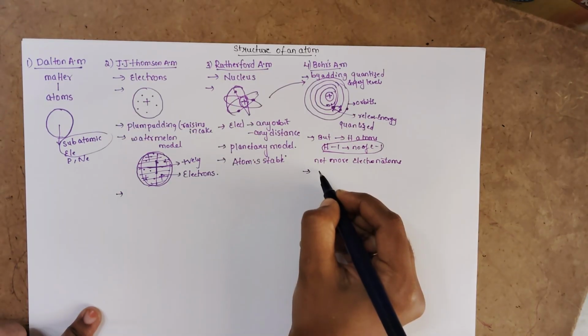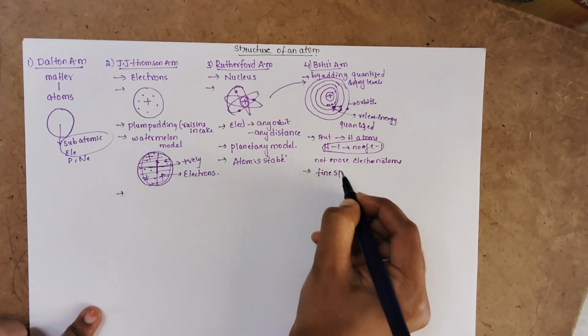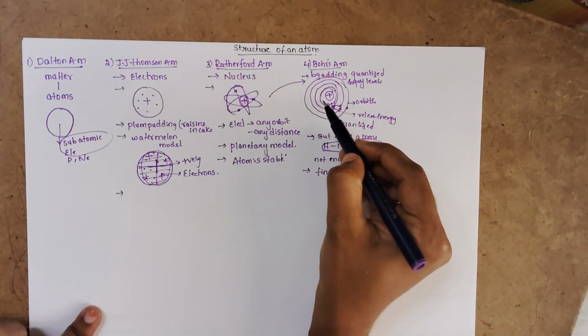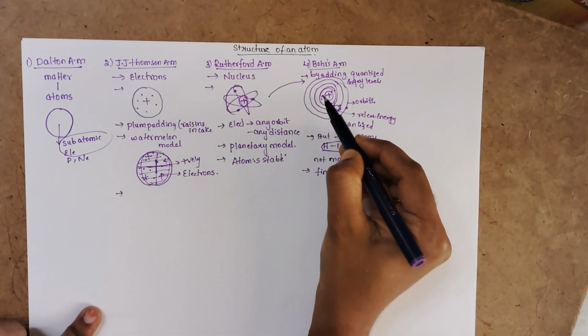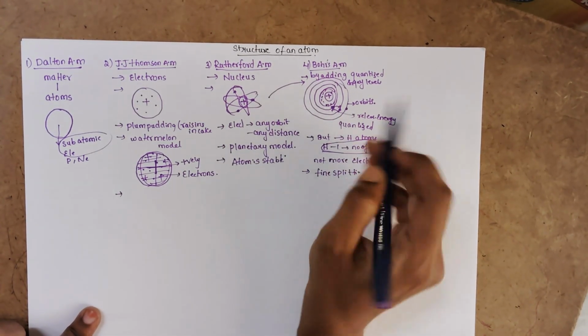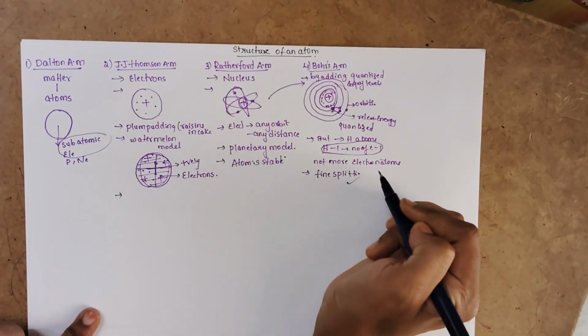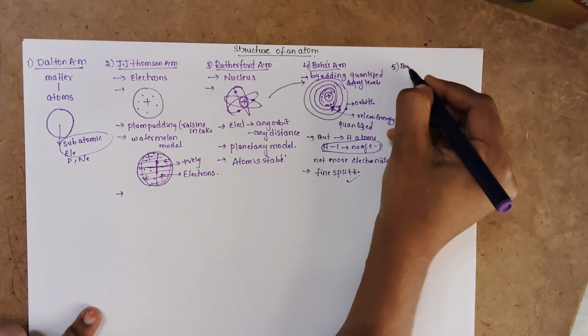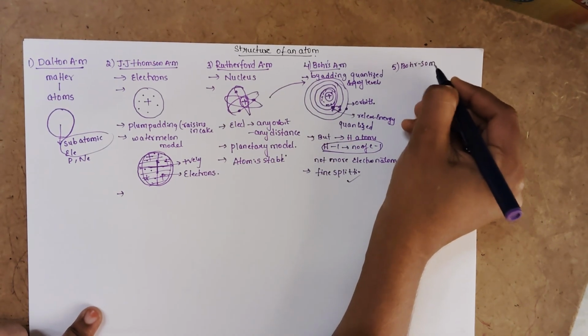It also does not explain the fine splitting. Means this is one energy level, and inside this energy level there are also some sub energy levels present. It does not explain this fine splitting. Now the next atomic model is Bohr-Sommerfeld.